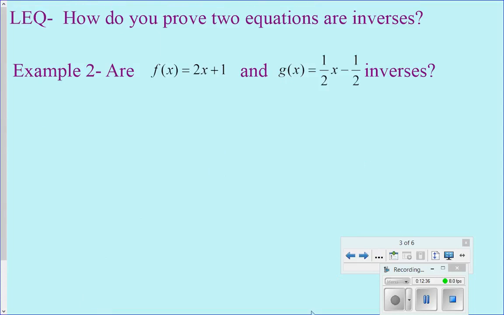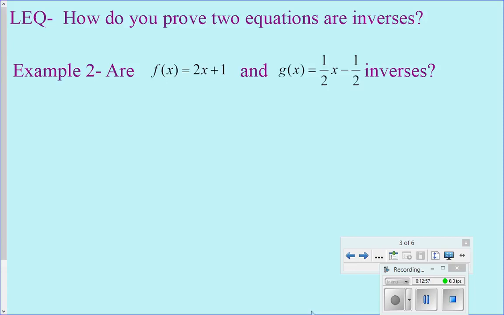Okay. Next one. So go ahead and copy that. Now, these two equations are much simpler. They're linear, and they're pretty easy to just find the inverse for. So one way that you could prove that these are inverses or that they're not is like we just did, finding f of g of x and g of f of x and showing that they both equal x.